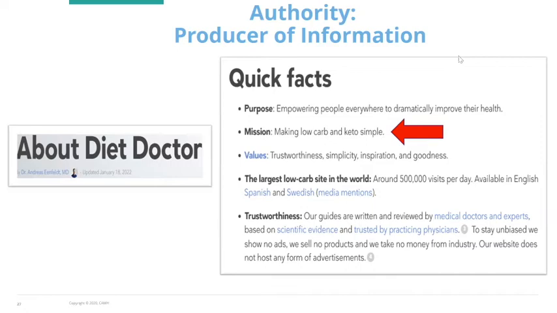Now, if you go further down, sorry, I should have done a quick screenshot, but they have been around since 2001, and they are based in Sweden. And while they say their guides are written by medical doctors and experts and based on scientific evidence and practicing physicians, in our next slide we'll see how what they are representing as trustworthiness is a little bit questionable.